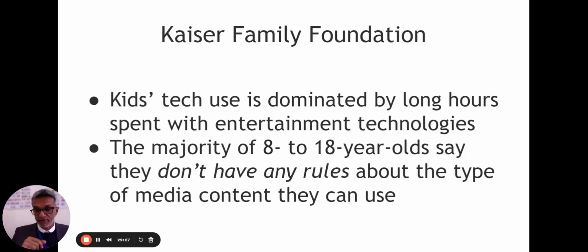Studies do suggest that kids' tech use is dominated by long hours of entertainment. It means they're just consumers. They consume YouTube, they consume TikTok videos, they consume shorts, which are on either Instagram or YouTube. They're just consuming, and that is increasing rather than decreasing. And the majority of 8 to 18-year-olds, according to the Kaiser Family Foundation, say they don't have any rules about the type of media content they can use. It means the majority feel there are no boundaries.